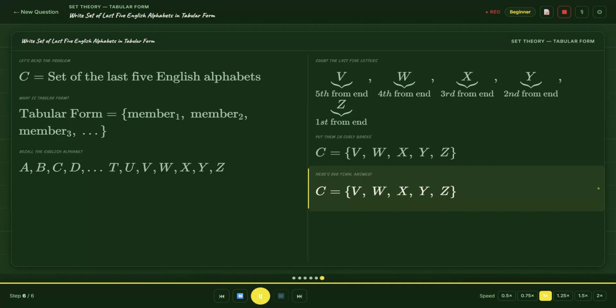Great job! Our answer is C equals the set V, W, X, Y, Z. We found the last 5 letters of the alphabet and wrote them in tabular form. You did amazing, superstar!